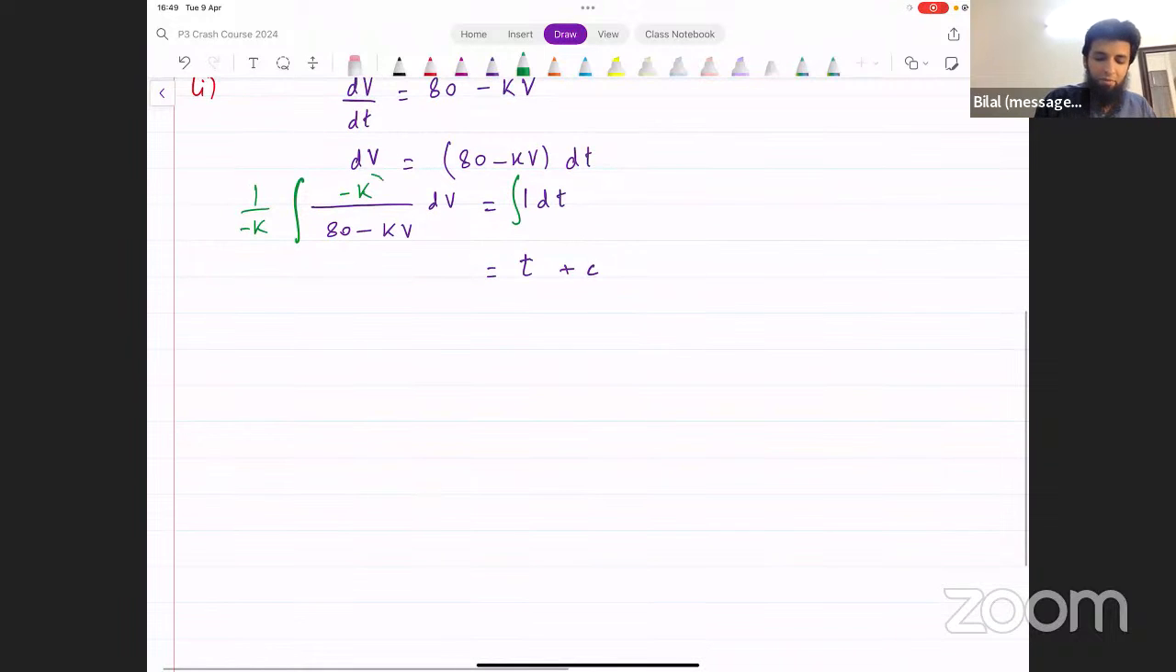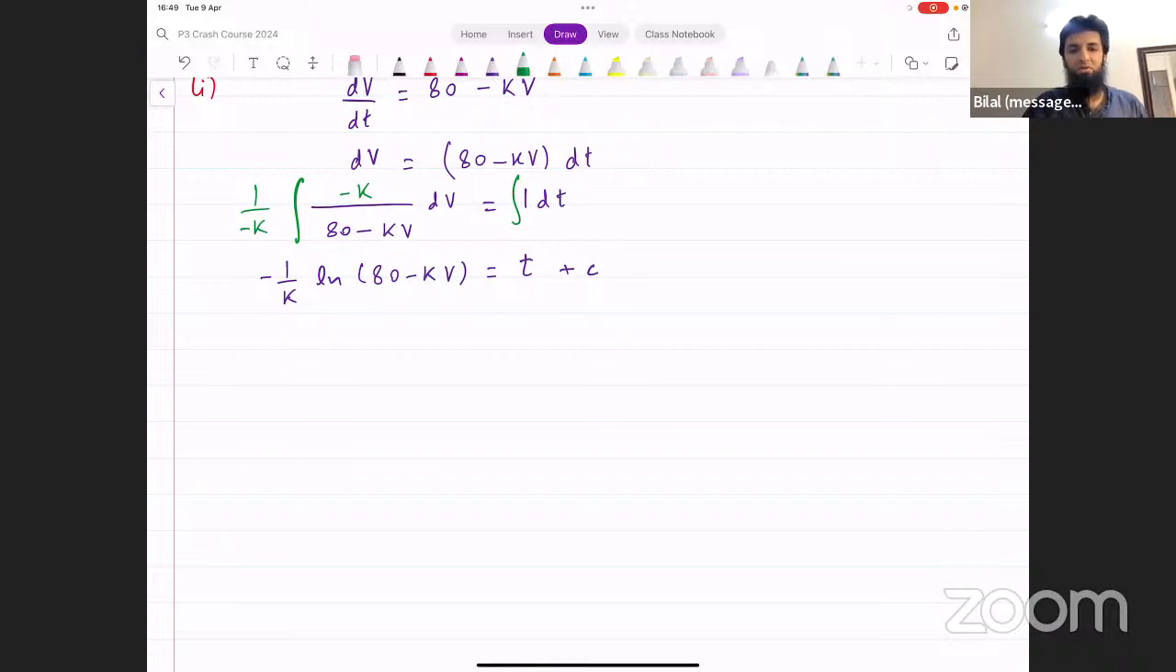And then to balance that, we have 1 over minus k outside. And now the fraction inside the integral is of log form. We have the numerator as the derivative of the denominator now. So what's the integration? Minus 1 over k outside remains as it is. Minus 1 over k into ln of at minus k times v. Okay, that's the solution to the differential equation.